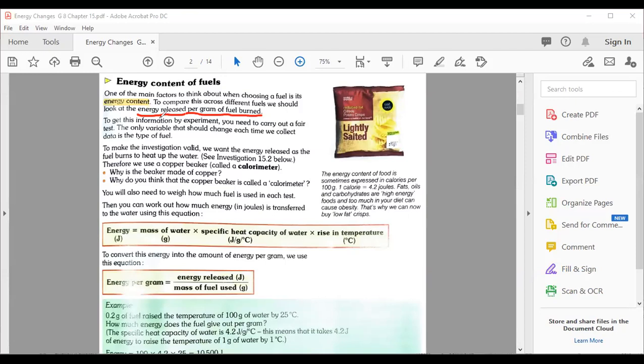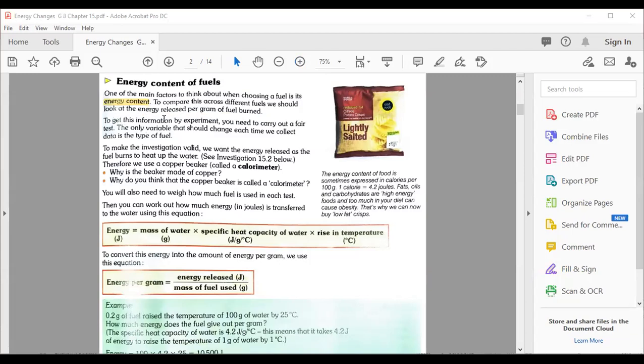For example, when you burn a piece of paper or a piece of wood, how can you calculate the amount of energy released from there? For this, there are a few instruments that we will discuss inshallah in today's topic. But before going there, let's see this.